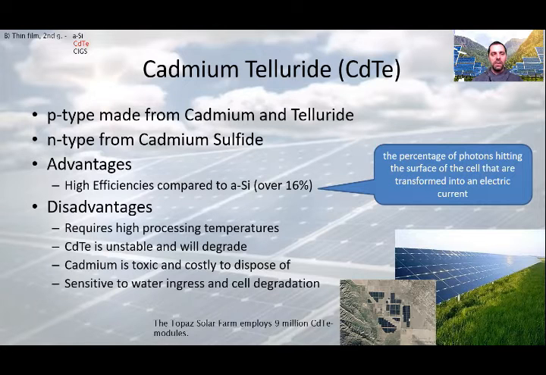I said many times the efficiency values of the different cells, but what does that 16% mean? It is the percentage of photons hitting the surface of the cell that are transformed into an electric current. Area required for a 1 kilowatt cadmium telluride solar panel is 11 to 13 square meters.